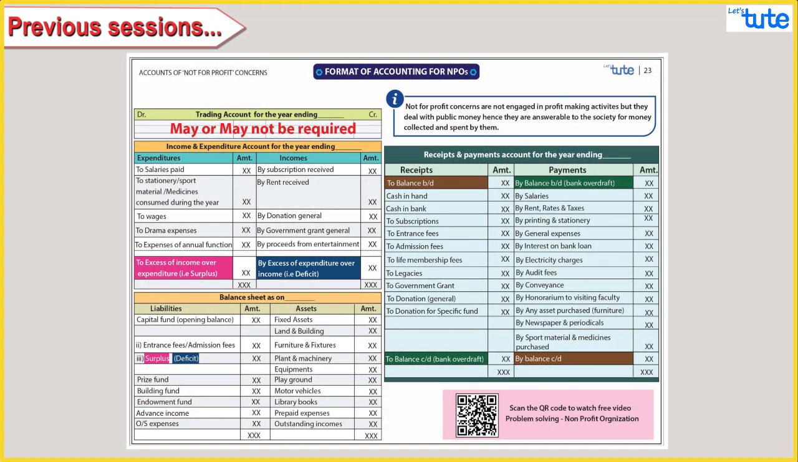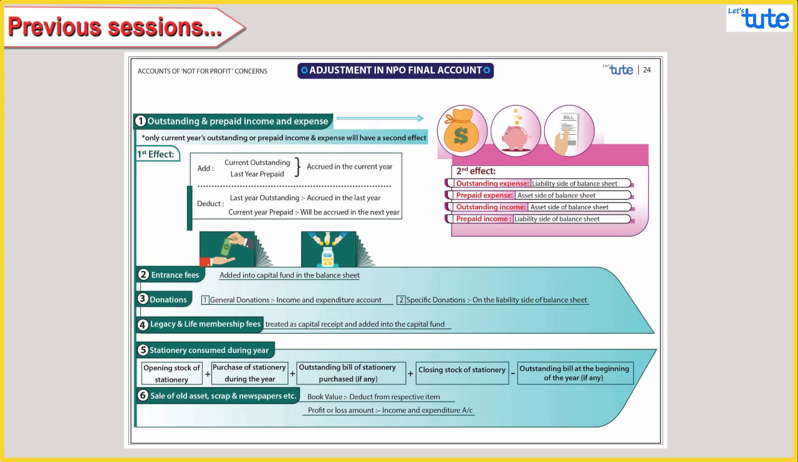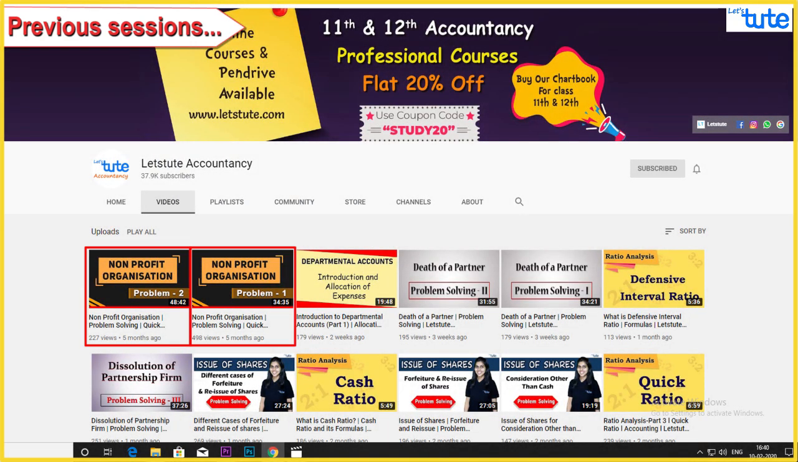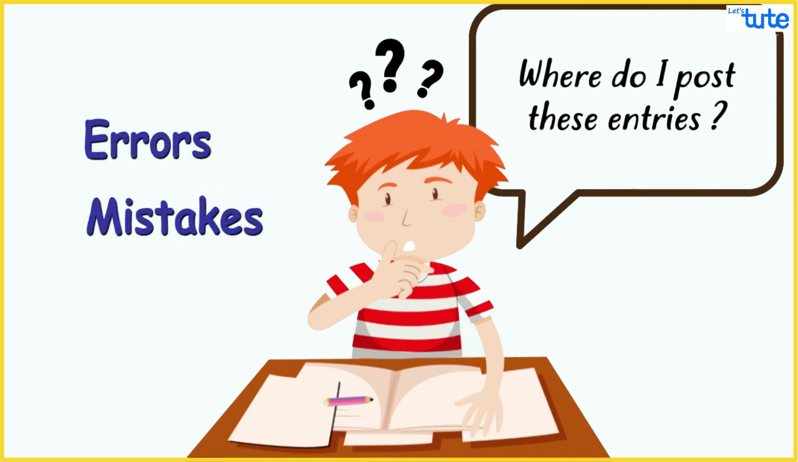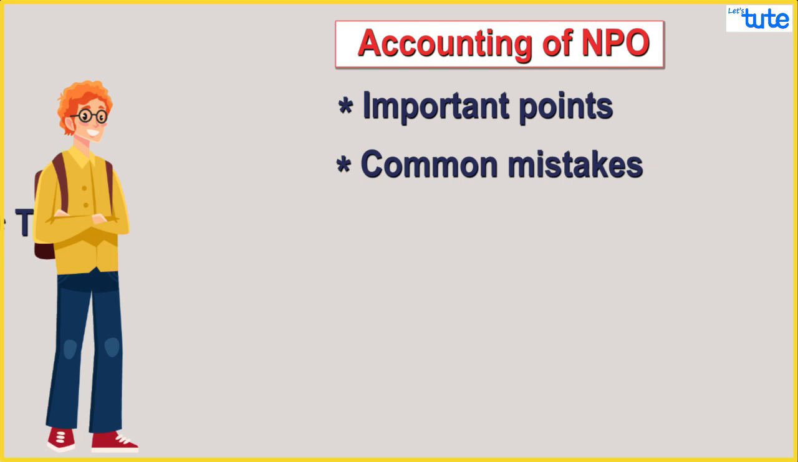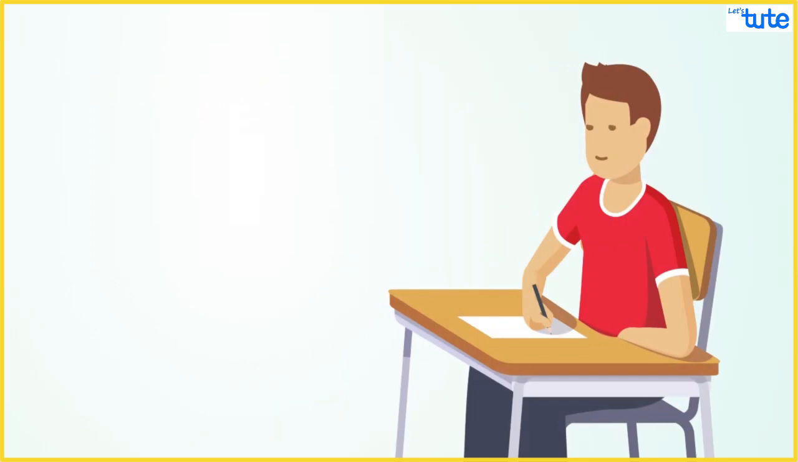We have already understood the accounting of not-for-profit organizations in our previous sessions. Also, we had solved problems based on that. But many a times it happens that even after practicing, we make some errors or mistakes while solving NPO sums in exams. So we have made this session specially to discuss important points regarding accounting of NPO, and we will also discuss common mistakes made in NPO sums so that you can avoid these in your exams.